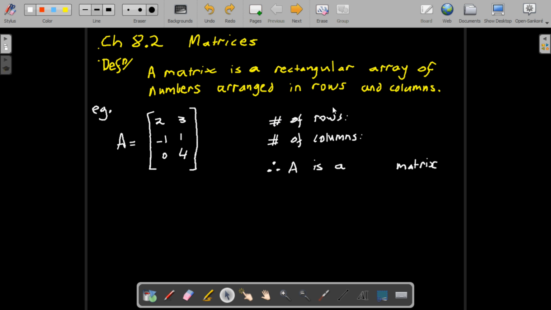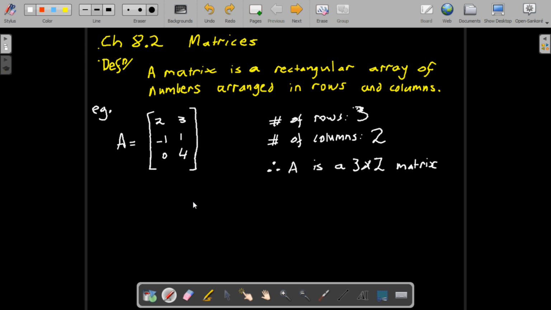Now we can say the number of rows for a matrix. So we've got 1, 2, 3 rows. So number of rows is 3. How many columns? There's 1, 2. So our matrix A is we say a 3 by 2 matrix: 3 rows, 2 columns. It's always rows by columns.